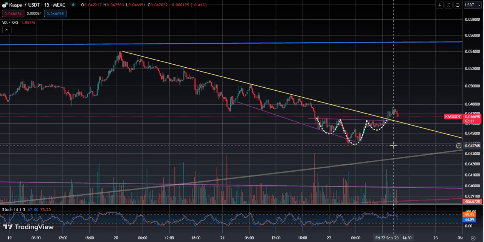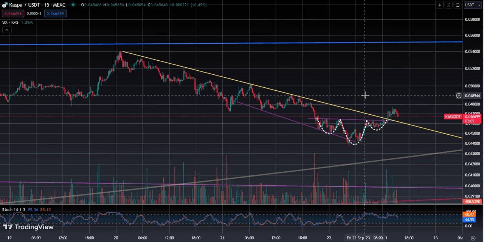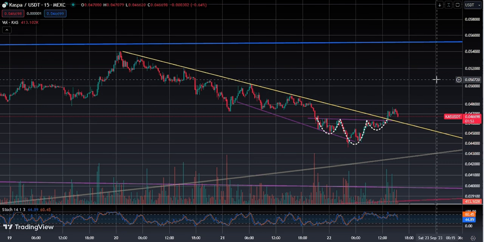But you can see the small inverted head and shoulders pattern breakout. This pattern actually has a target of just over 4.9 cents. So we have not made that yet. When might we make this? I don't know. Maybe over the weekend, maybe Monday. Maybe we slide down this yellow line for a little bit if MEXC wants to liquidate some more longs.